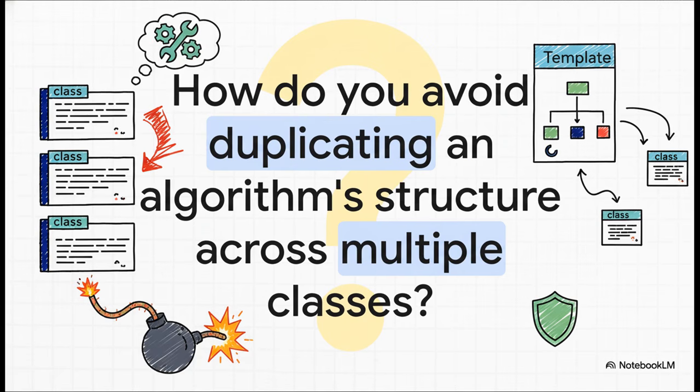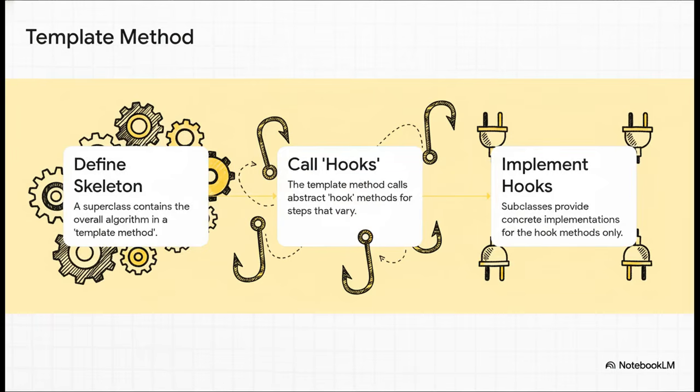So here's the problem it solves. You find yourself copying and pasting the same general method structure across a bunch of different classes, and you're only changing 1 or 2 lines inside it. This kind of duplication is like a ticking time bomb in your code. The moment you need to change that main algorithm, you have to go on a scavenger hunt to find and update it everywhere.